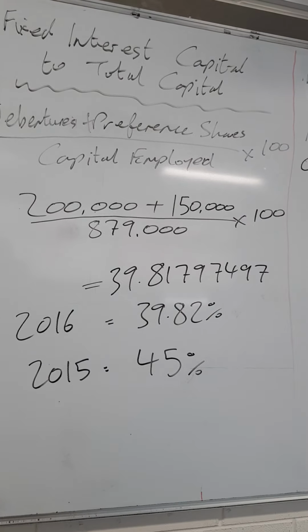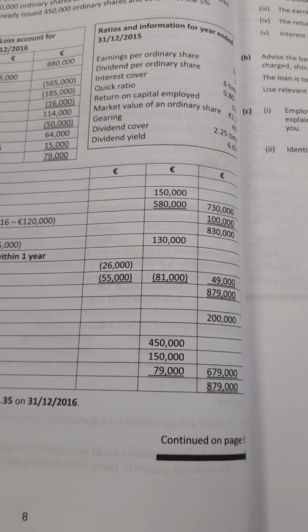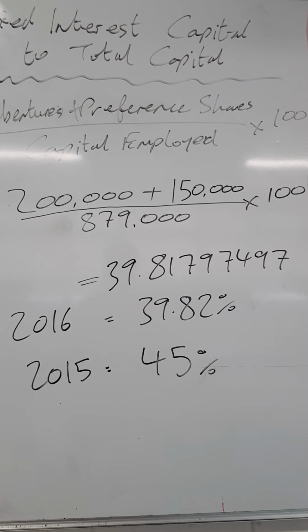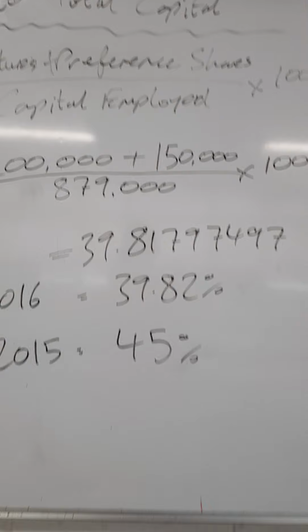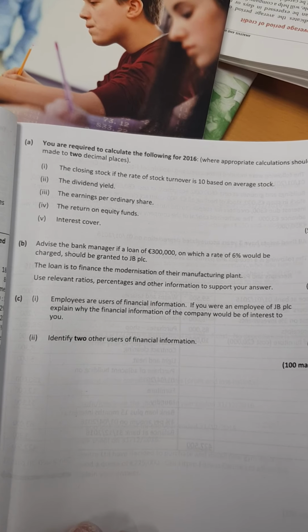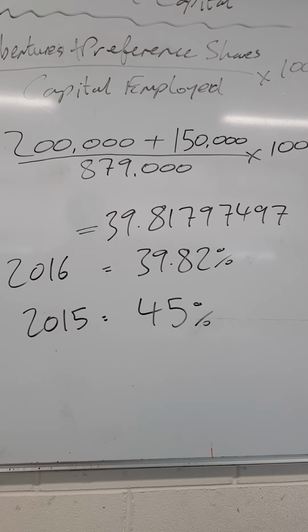So 200,000 plus 150,000 divided by your capital employed, which, as you know, is always the total of your balance sheet, which is 879,000 euro. Always the very bottom line in the balance sheet. Just so I don't hurt my neck, I'm just going to leave this here. So the answer when you put that into your calculator comes out as 39.81797497. Now, as you're asked even in part A, you're required to calculate where appropriate, with calculations made to 2 decimal places. That goes for part B as well as part A. So I've rounded it to 2 decimal places, 39.82%.